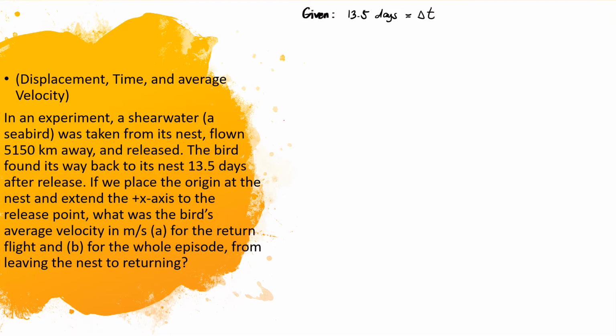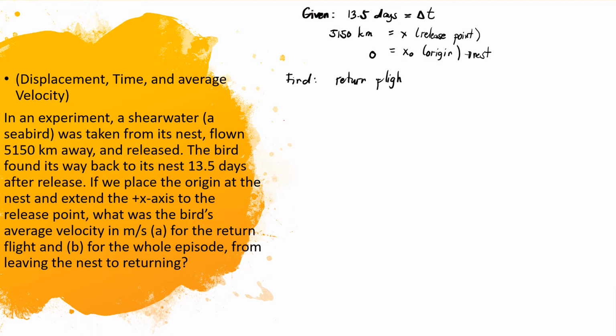Our given is we have 13.5 days, and this is our delta t, and we also have 5,150 kilometers, and this is our position for the release point. And we set 0 as our origin, and this is the location of the nest. And we will find for A, the average velocity of the return flight. This is the average velocity from the release point to the nest. And for B, we will have the average velocity at the round trip.